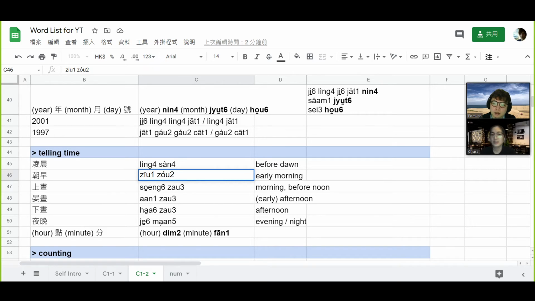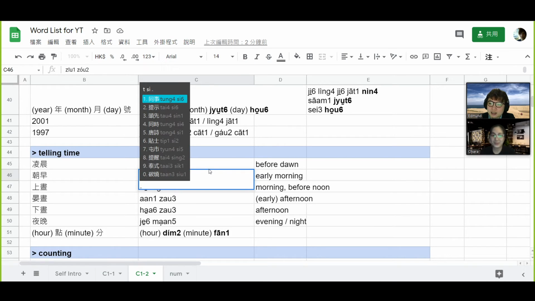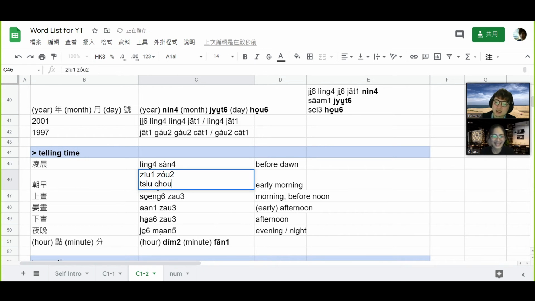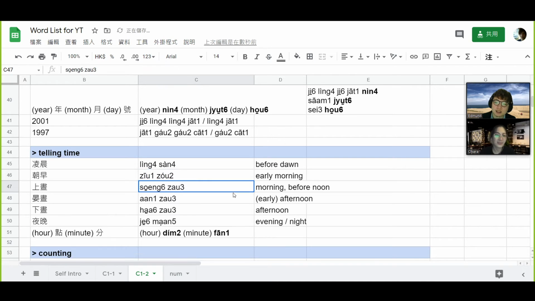Just pay attention to this z sound. When it is before a round vowel like o, it is pronounced something like church, so 朝. But this one is not, this one is at the front, so 朝早, like something like this. So yeah, just delete this one, and 朝早 is early morning.